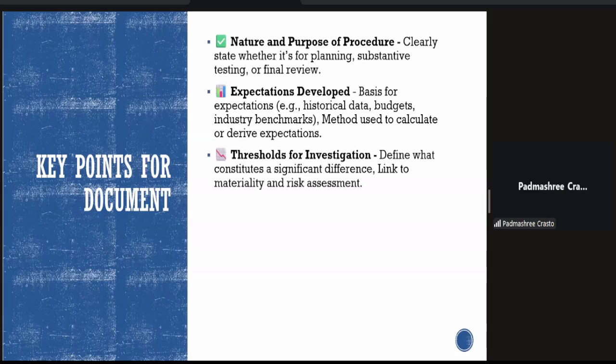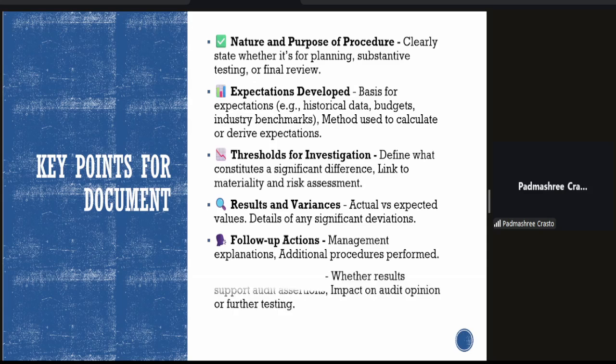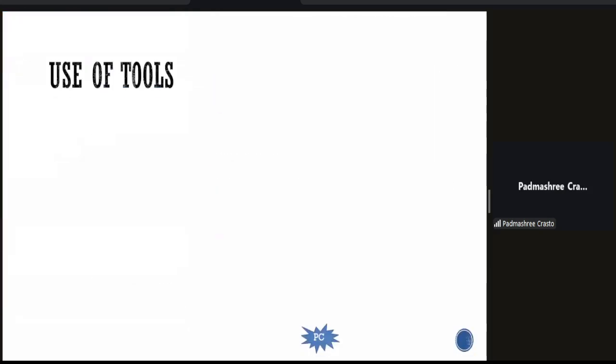The thresholds for investigation, we have spoken about quite a number of times. Define what constitutes a significant difference, linked to materiality and risk assessment. Always document the results and variances, details of any significant deviations, follow up actions, management explanations, additional procedures that need to be performed, and document all the conclusions that you draw, whether results support corporate audit assertions, impact on audit opinion, or further testing. Whatever it is, you have to conclude on all these data.